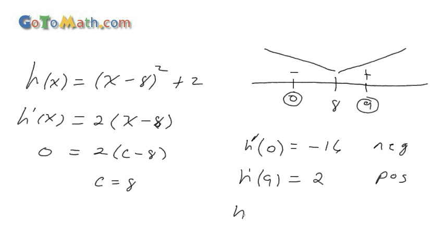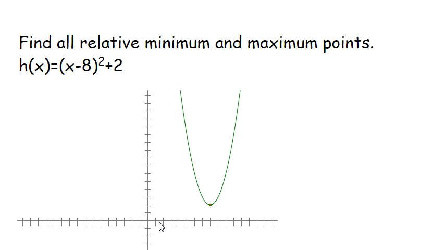To find that y value, we'll take 8 and plug it in the original. Of course 8 minus 8 is 0, 0 squared is 0, so we're just left with 2. So that point is actually 8, 2, if we're asked to write it like that. And this is a minimum. Of course, we are saying that this is a relative minimum. Alright, so let's go over 1, 2, 3, 4, 5, 6, 7, 8, as you can see, and up 2. So there's where it's occurring.